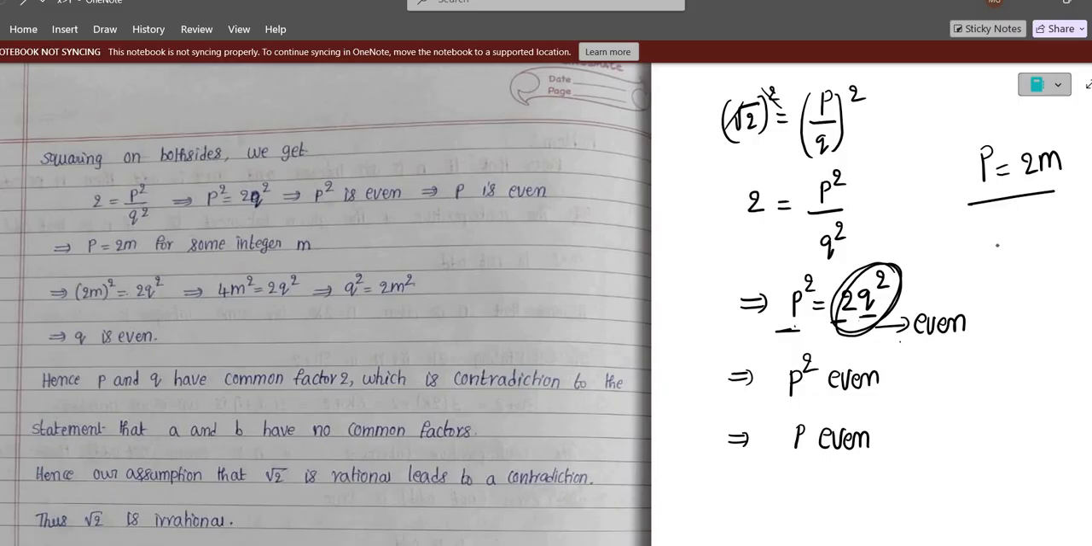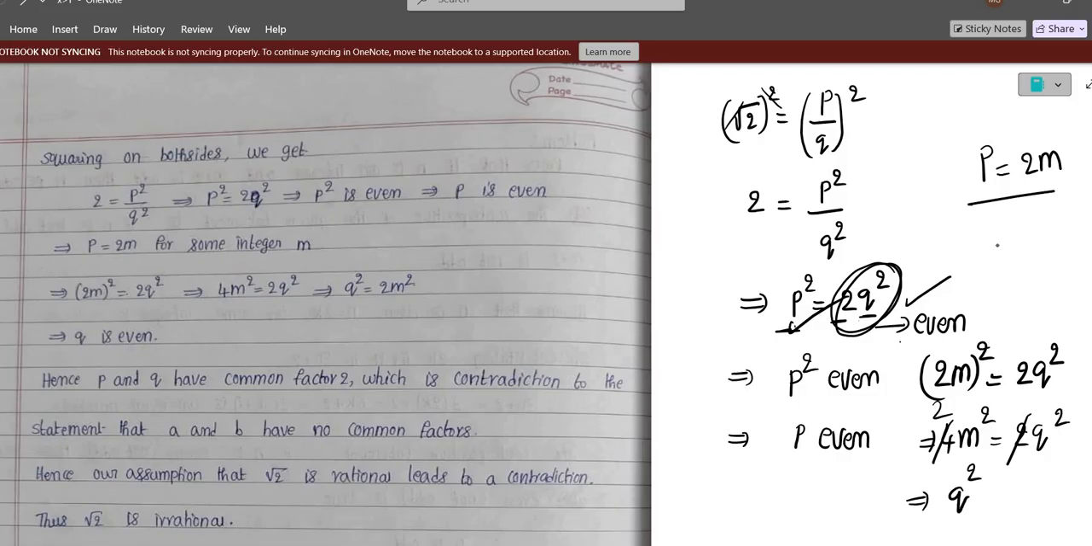Substitute this p equal to 2m here. Then p square becomes 2m whole square. In the RHS, I am writing it as it is, that is 2q square. 2 square is 4, so 4m square is equal to 2q square. Cancel the 2s: 1 two is 2, 2 twos are 4. Then you are going to get q square equal to 2m square.